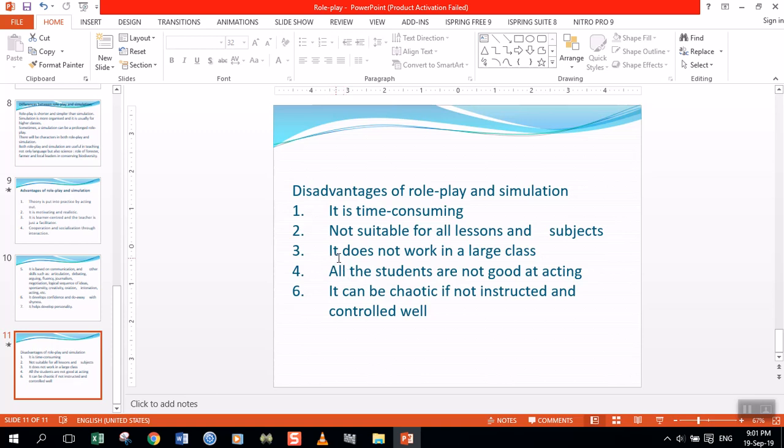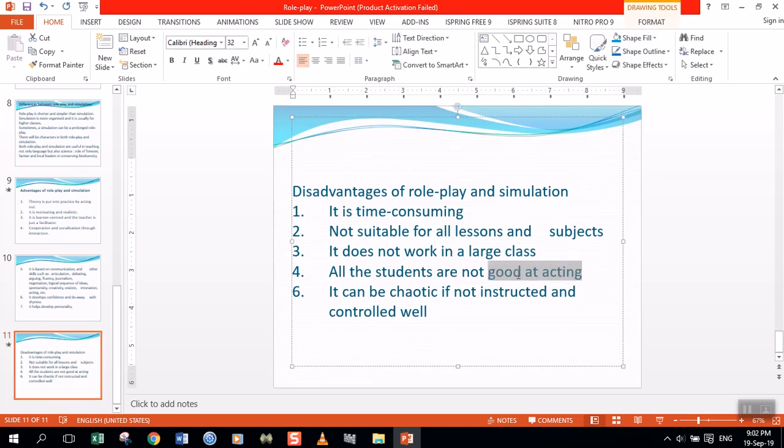It is not workable if the class size is too big. Not all students are good at acting, obviously, and therefore some students don't take so much interest. So that's one of the disadvantages or weaknesses of role play and simulation. It can be chaotic if not structured and controlled well, because if the planning fails, then things will not work. So these are some of the disadvantages.